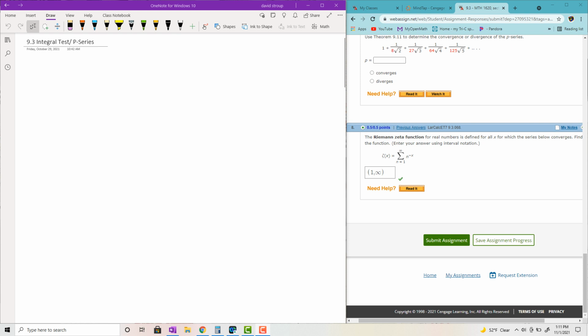Hey, welcome back. This is section 9.3, and we're going to have two types of tests that will tell us whether or not a series converges. Unlike before, we're not going to be able to find a formula for that S sub n, that expression for the sequence of partial sums.